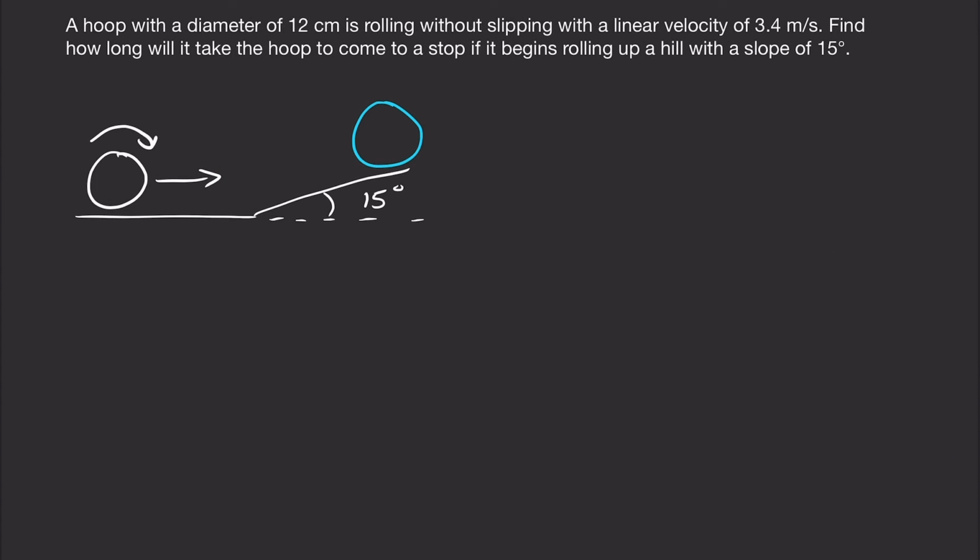In the next problem, we have a hoop with a diameter of 12 centimeters that is rolling without slipping with a linear velocity of 3.4 meters per second. Find how long it will take the hoop to come to a stop if it begins rolling up a hill with a slope of 15 degrees.